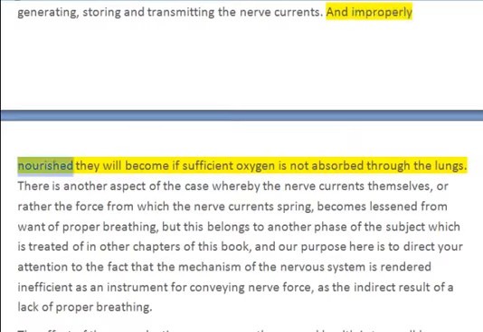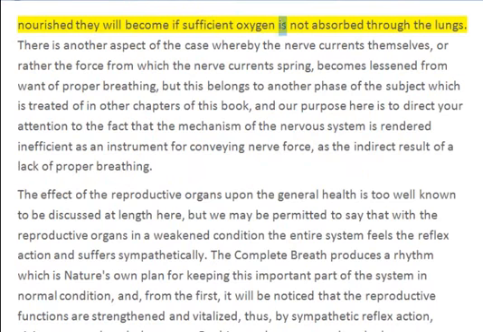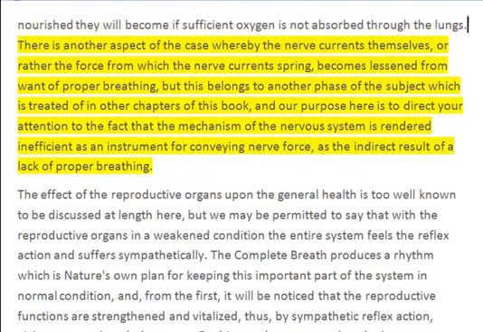And improperly nourished they will become if sufficient oxygen is not absorbed through the lungs. There is another aspect of the case whereby the nerve currents themselves, or rather the force from which the nerve currents spring, becomes lessened from want of proper breathing, but this belongs to another phase of the subject which is treated of in other chapters of this book, and our purpose here is to direct your attention to the fact that the mechanism of the nervous system is rendered inefficient as an instrument for conveying nerve force, as the indirect result of a lack of proper breathing.